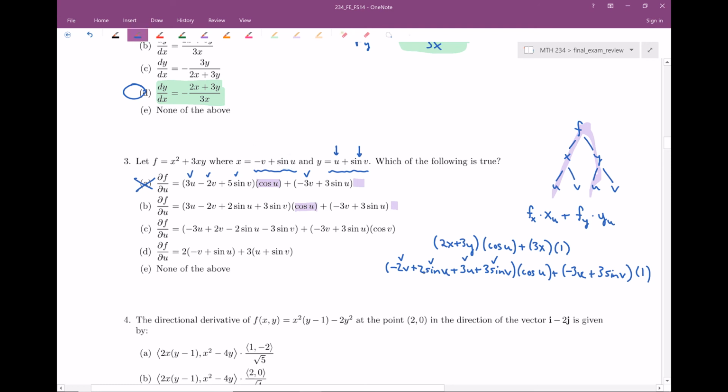Those actually didn't group together. The 2 sine u and the 3 sine v wouldn't have grouped together. So A is now double wrong. I'm glad I didn't make 2 mistakes, otherwise I would have gotten tricked. All right, well, let's go and now maybe look at B.